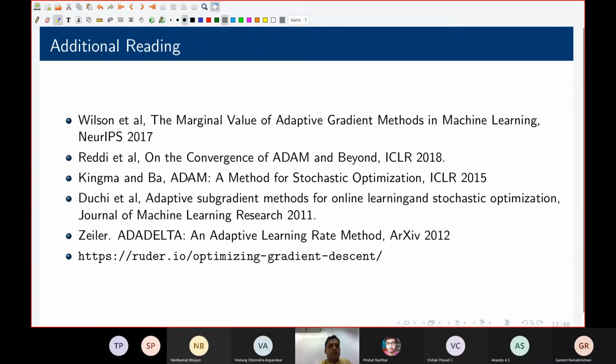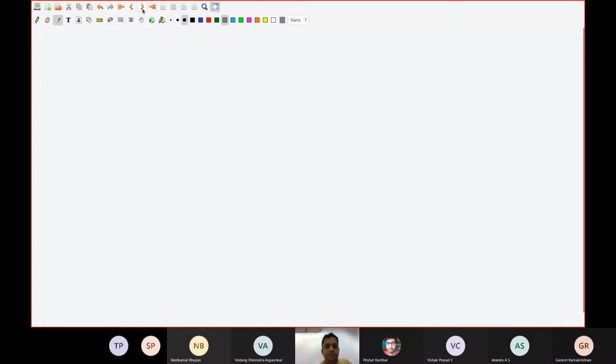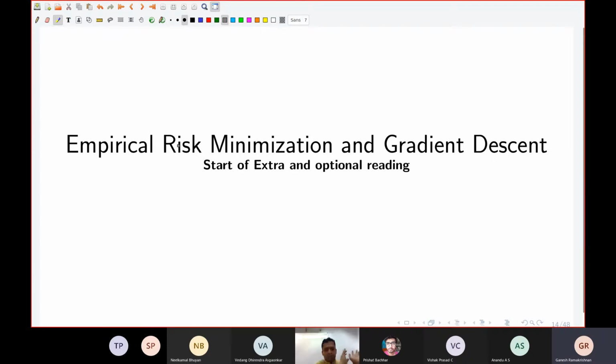Okay, so there are other readings. The marginal value paper I talked about already, but then there's also the ICLR 2018 paper on the convergence of Adam and beyond. And feel free to go through this blog, which I think they keep updating once in a while. I'm going to do some extra optional reading, which is not going to be part of the syllabus.